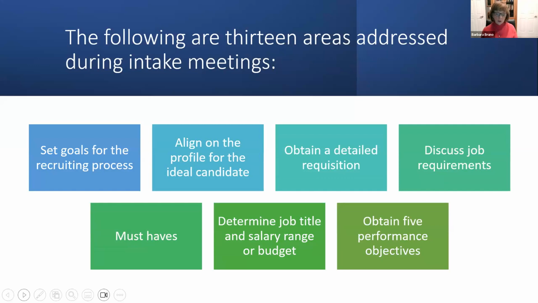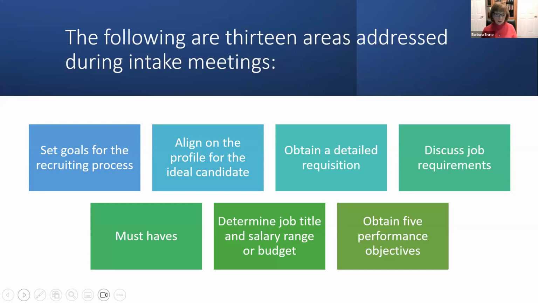First of all, during the intake meeting you want to set goals for your recruiting process. You want to align on the profile for the ideal candidate, so that your hiring manager and you are in agreement on who is the ideal candidate for their job. You need to obtain a detailed requisition. And you and I both know that often during intake sessions, you're given an old job requisition that has not been updated for a year, sometimes 3 or 4 years, where the job has really changed, but the requisition you're given is old and it's not even relevant.